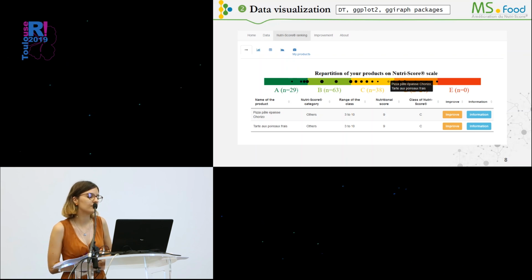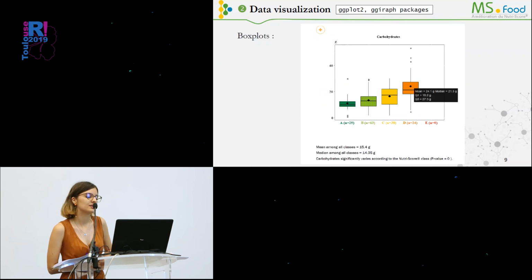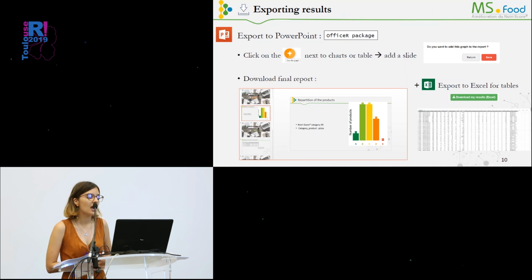On the following graph, you will see a box plot for a quantitative variable, such as a nutrient or another variable that the user may have added, for example, the price. On this box plot, you can see that carbohydrates significantly increase according to the Nutri-Score class. All the charts and tables are exportable in a PowerPoint file thanks to the officer R package. Users just need to click on the plus sign next to a chart or table to add as many slides as wanted to the final report.